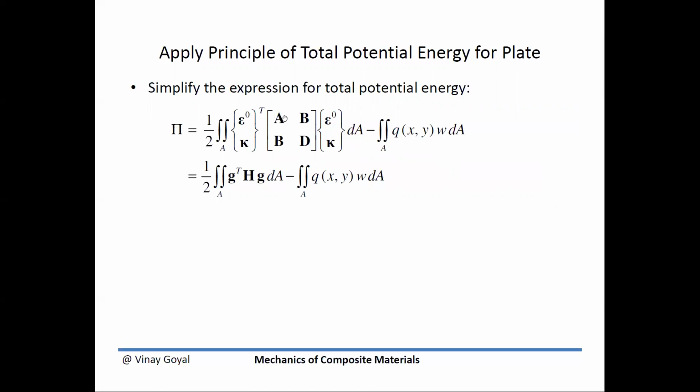This is the extension stiffness, this is your coupling term, and this is the bending stiffness. So this is what we got before. Q is the distributed load across the plate, and W is the transverse deflection. So my idea now is to put everything in an even simpler form.